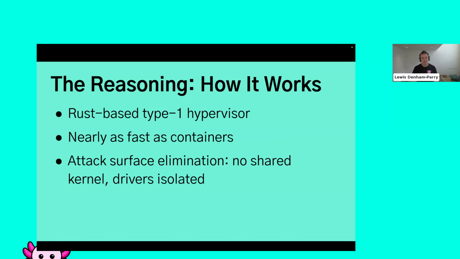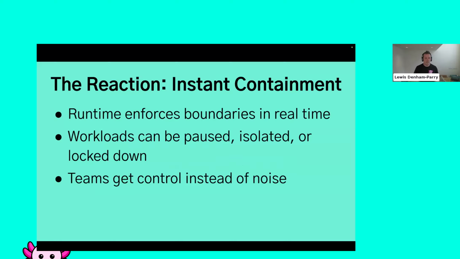So drivers, GPUs, networks, and storage are separated. So a flaw in one can't cascade into another. To this, we get instant containment.